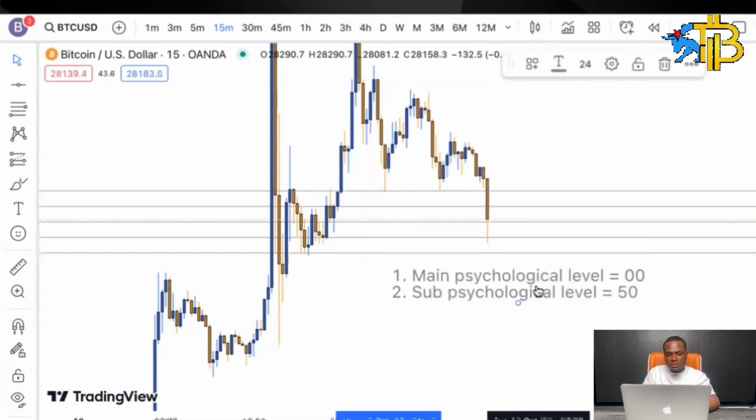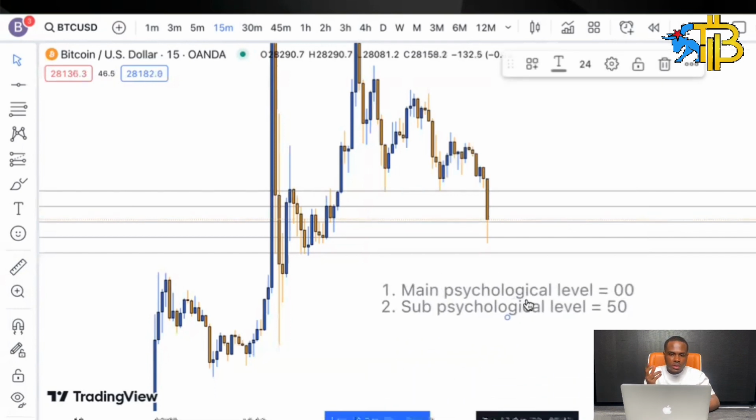The psychological levels, you don't need to crack your brain behind it. It's just as simple as I stated here. Just practice it and you get it instantly. These are part of the confidences that you'll need to be able to enter for a buy or sell while trading Bitcoin. All right.